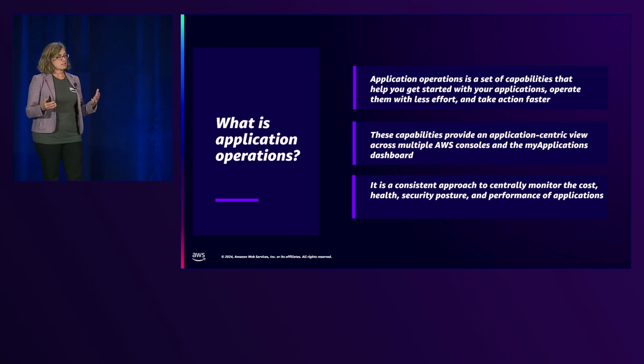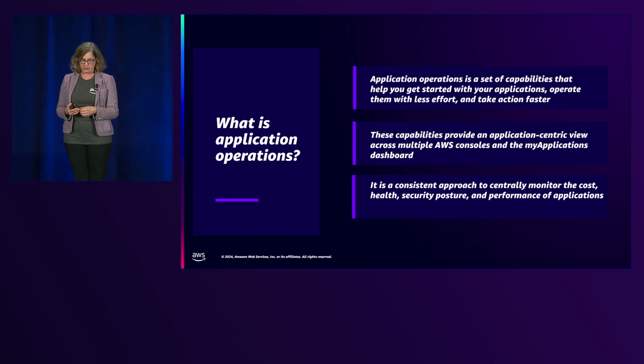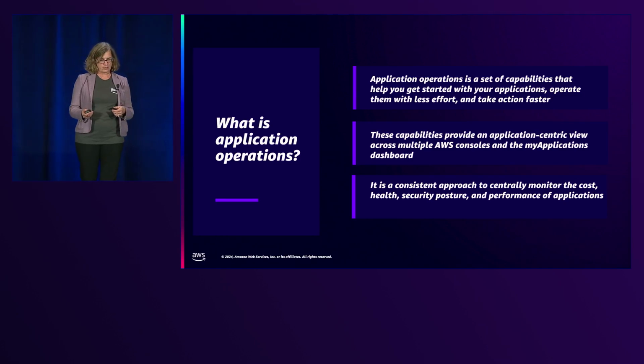Application operations is really supported by a couple of different components. There's a set of constructs and features that you can start to use to centrally monitor and manage that collection of resources that comprises your application. These capabilities support building out an application-centric view of your AWS experience across multiple AWS services. And again, it gives you the ability to define your application once and start to use it across more and more services on AWS.